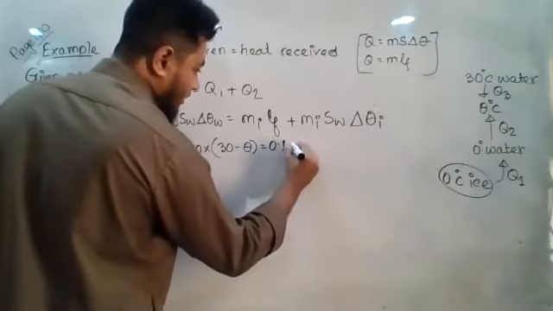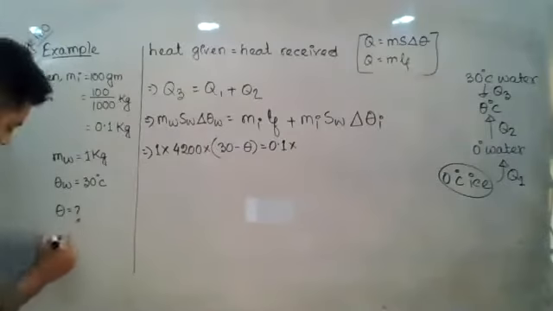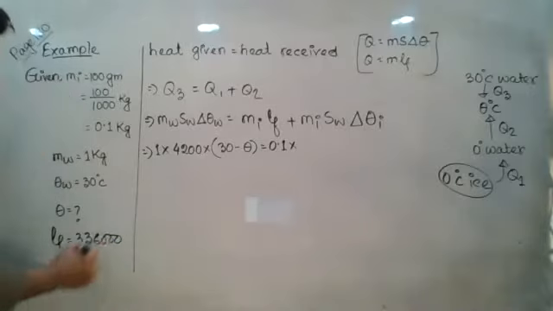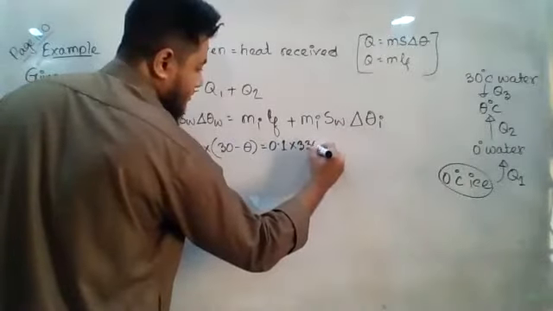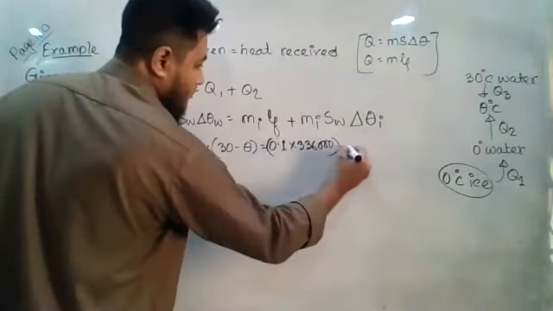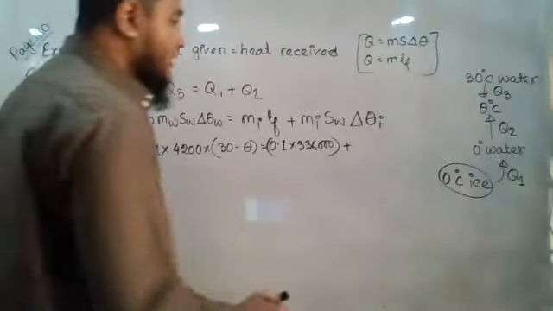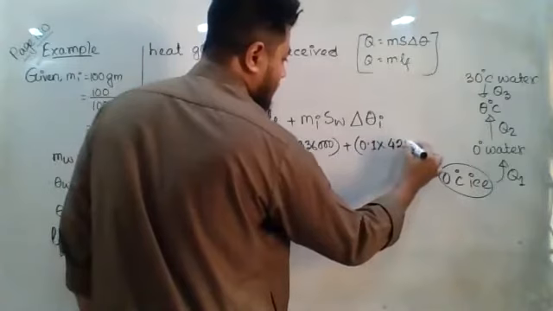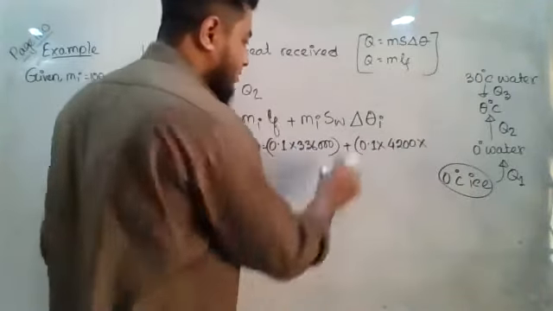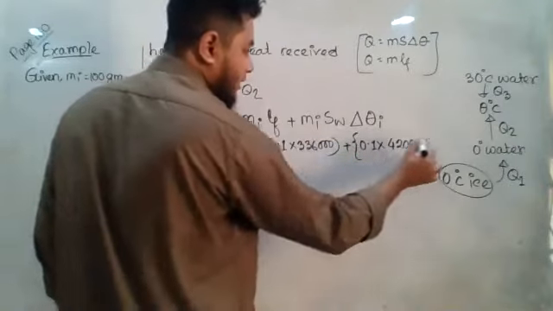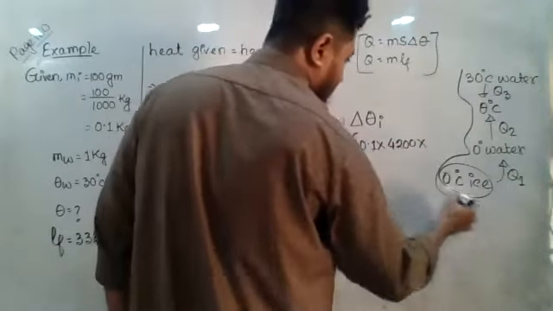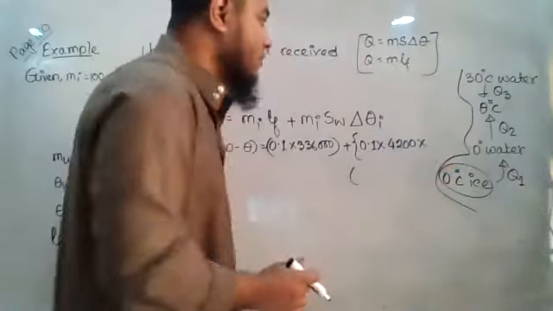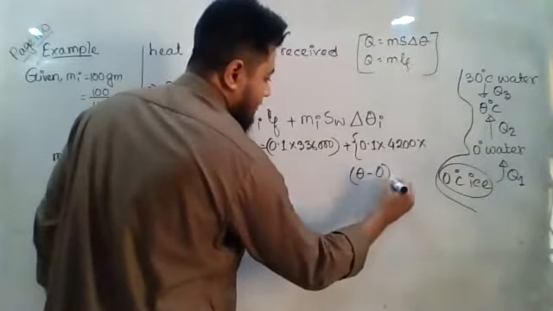0.1 into L_f. We know the value of L_f, you have to write it here itself, 336,000. Okay, so I will write it here, 336,000, put it in a bracket. Then m_i, the mass of ice, that is again 0.1 into s_w 4200 into the temperature change. Okay, so I have to use it again. So I will write it here. So what is the temperature change? Theta is higher and 0 is lower. So definitely it will be theta minus 0.